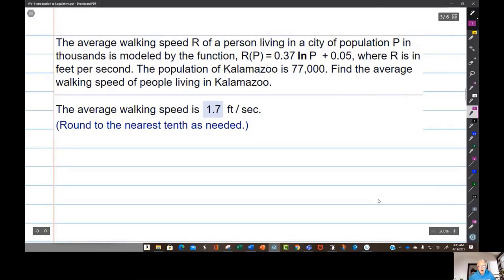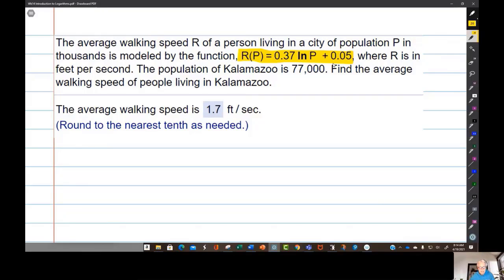The average walking speed R of a person living in a city of population P in thousands is modeled by this function. R of P equals 0.37 times the ln of P plus 0.05, where R, the walking speed, is in feet per second. The population of Kalamazoo is 77,000. Find the average walking speed of people living in Kalamazoo.